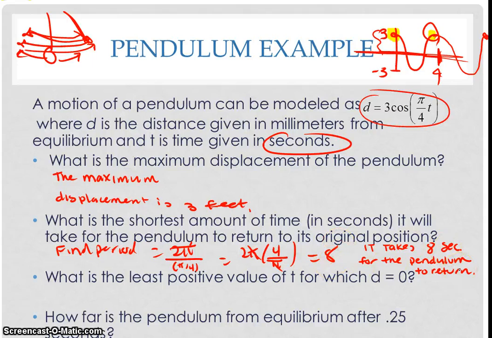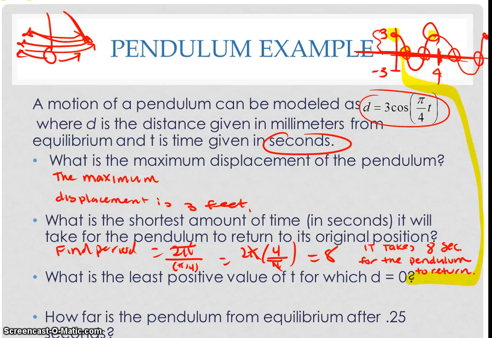Okay, the third part, what is the least positive value of t for which d equals 0? So remember, t is my horizontal axis, so what's the smallest t value where d, the y value, equals 0? Well, right here, and here, and here, and here are all the values where d equals 0. So if I want to know the least value, that would be right here. This is the least value for where d equals 0.